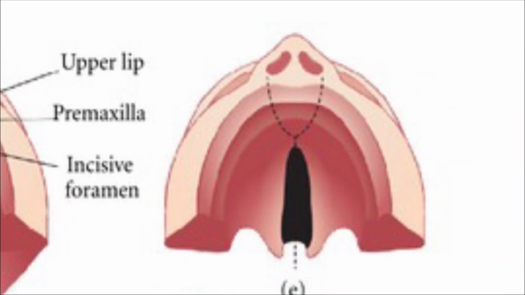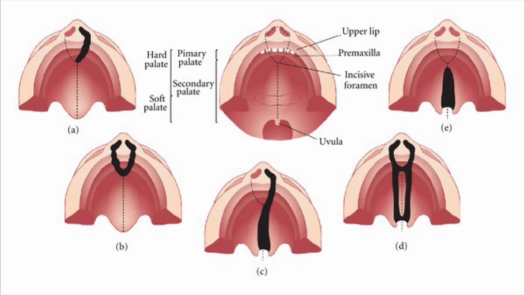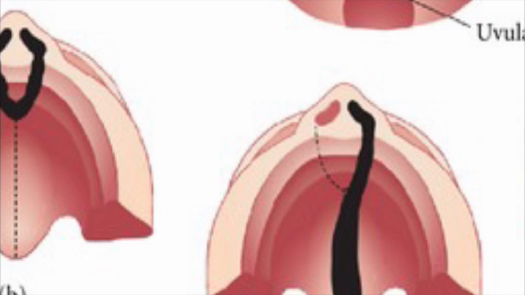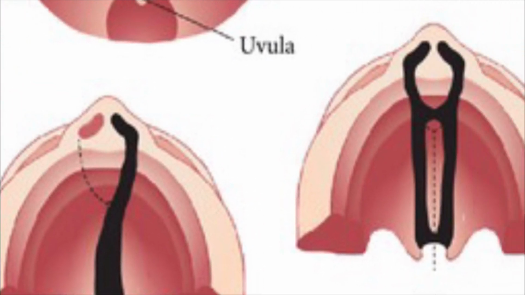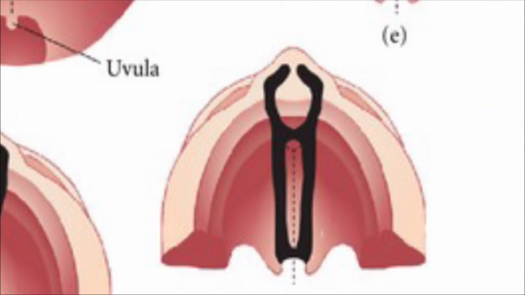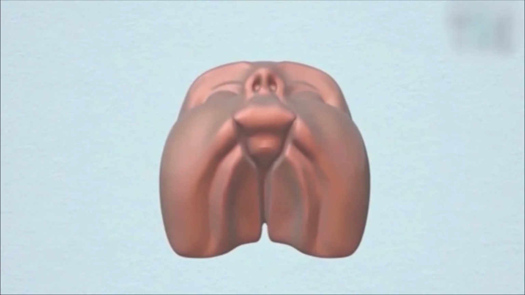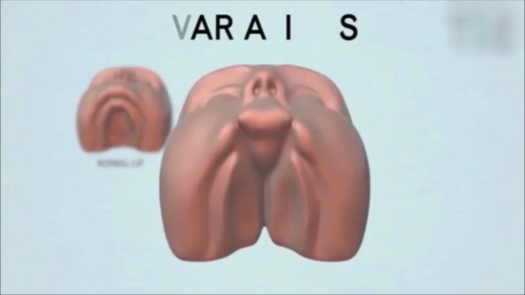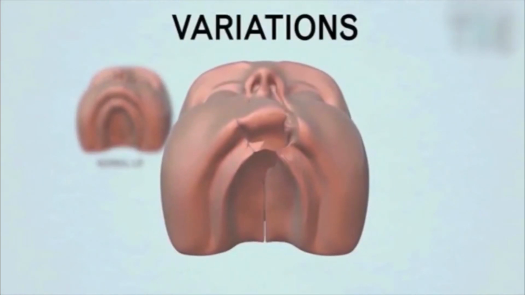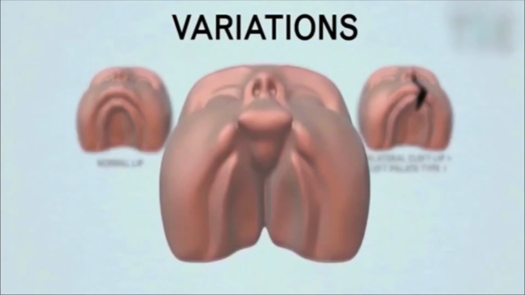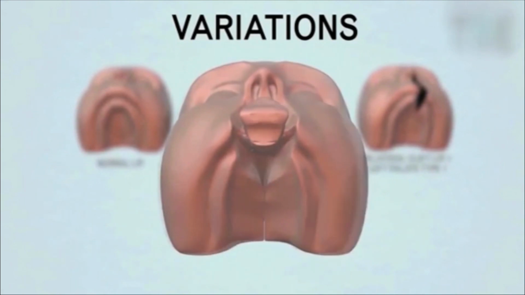So after we talked about and explained the development of lips and palate, now we will talk about the cleft lip and the cleft palate. The cleft lip happens from the failure of a fusion between the intermaxillary segment and the maxillary processes. So not only the upper lip is affected, but also the primary palate. The cleft palate happens when there is failure of a fusion between the palatine shelves. It is considered that the mildest form of cleft is the bifid uvula.